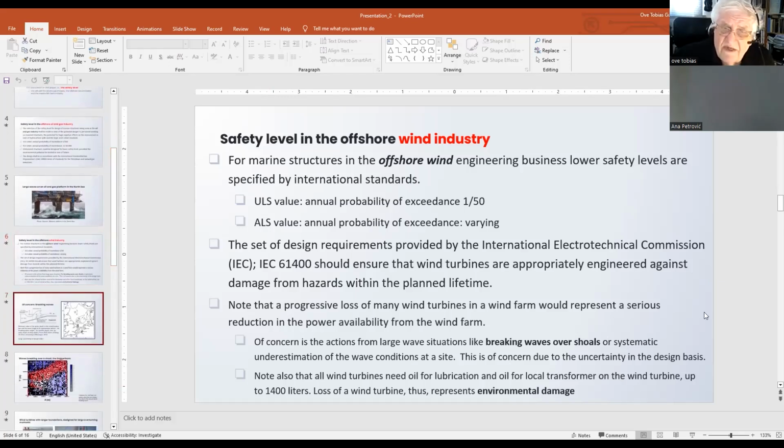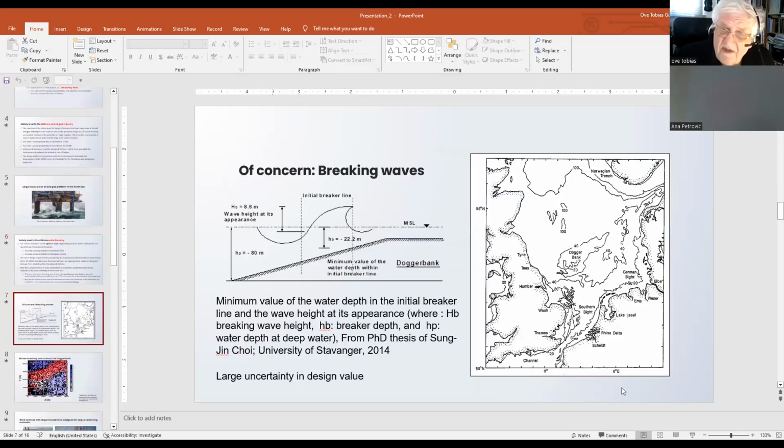When it comes to the wind and the waves over a shoal, I refer to Dogger Bank. The Dogger Bank is the shallowest part of the North Sea. The shallowest is 19 to 20 meters. Typically, the 40-meter contour is over a big part of the southern North Sea.